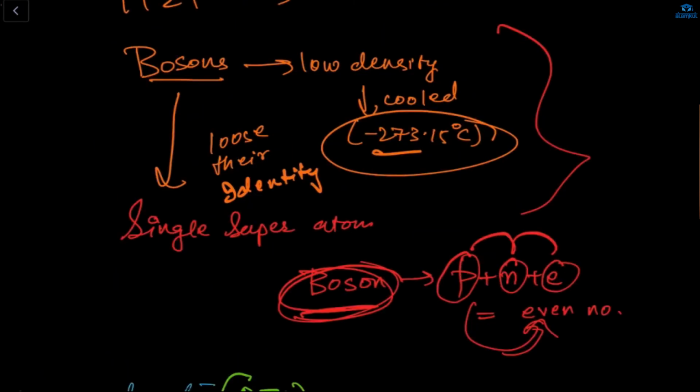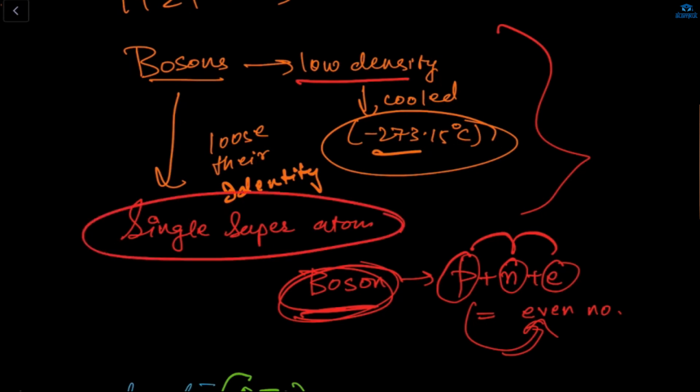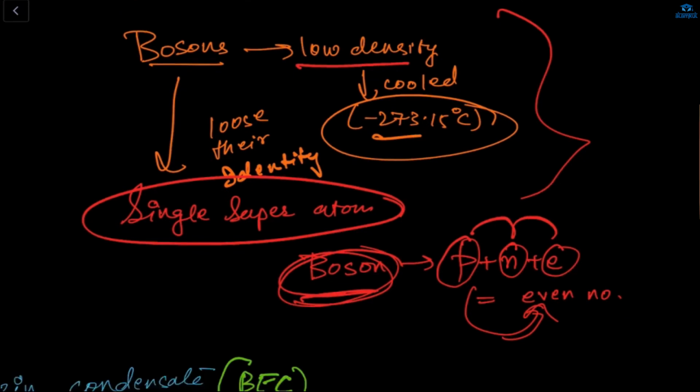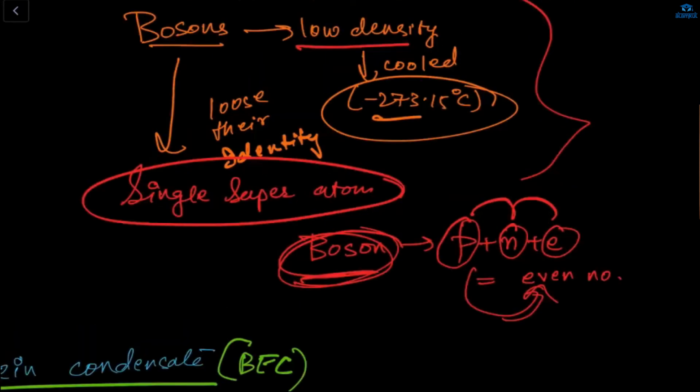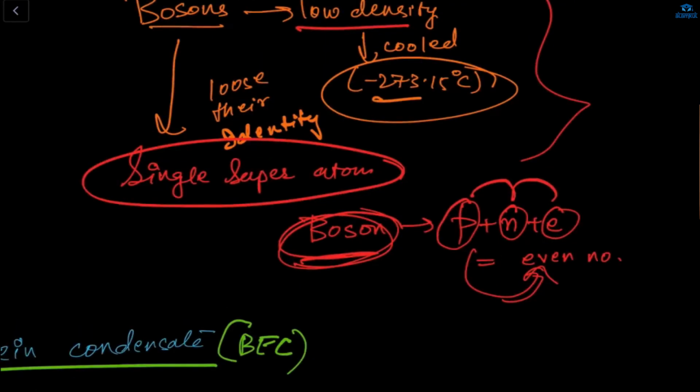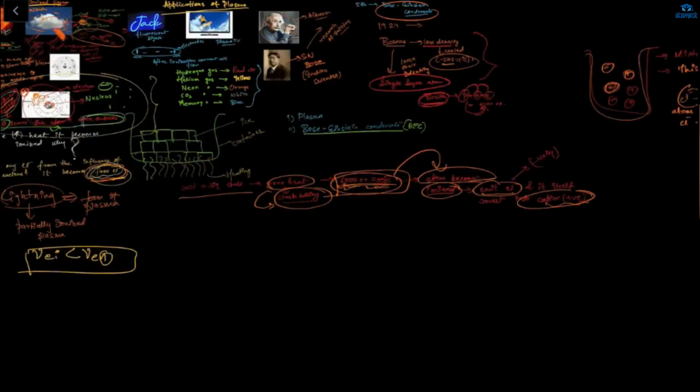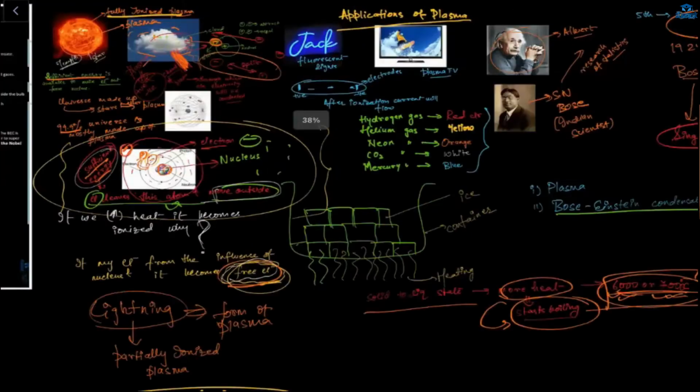Okay, Arham, understood. At low density, we are cooling it, so at minus 273 degrees, obviously the bosons will lose their identity and become a single superatom. Till that I understood. So this part you didn't get: adding these three, we should get an even number. Then only we can say that it's a boson gas. Otherwise, no. Now it's 6 o'clock. Only some parts remaining. I'll teach in the next class.